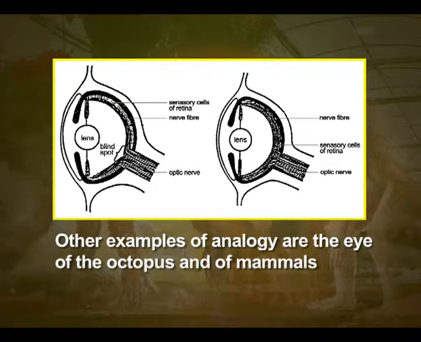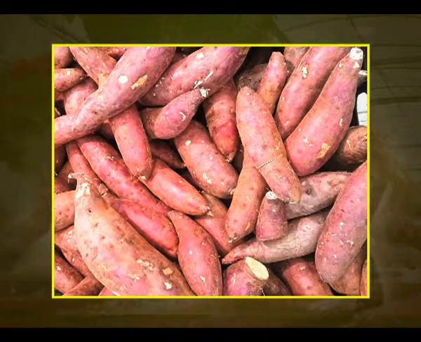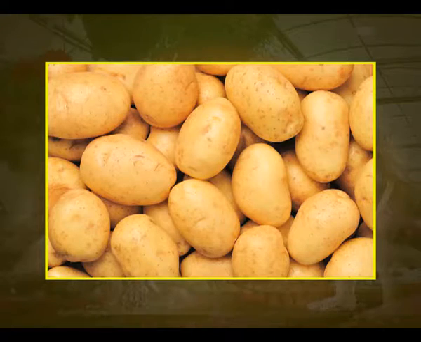Other examples of analogy are the eyes of octopus and of mammals, or the flippers of the penguins and the dolphins. One can say that it is the similar habitat that has resulted in the selection of similar adaptive features in different groups of organisms working towards the same function. Sweet potato with root modifications and potato with stem modification is another example of analogy.